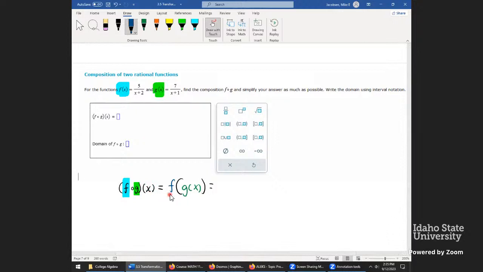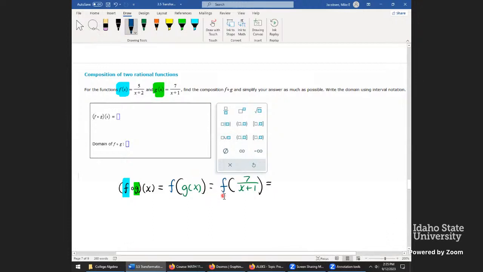I'll just copy the f, open a parenthesis to show what the input is. Now go to g of x and make this substitution. It's 7 divided by x plus 1. Then close a parenthesis. And now we make a second substitution after this step. But does that make sense to folks to this stage? Okay, so I replaced what the g function was.